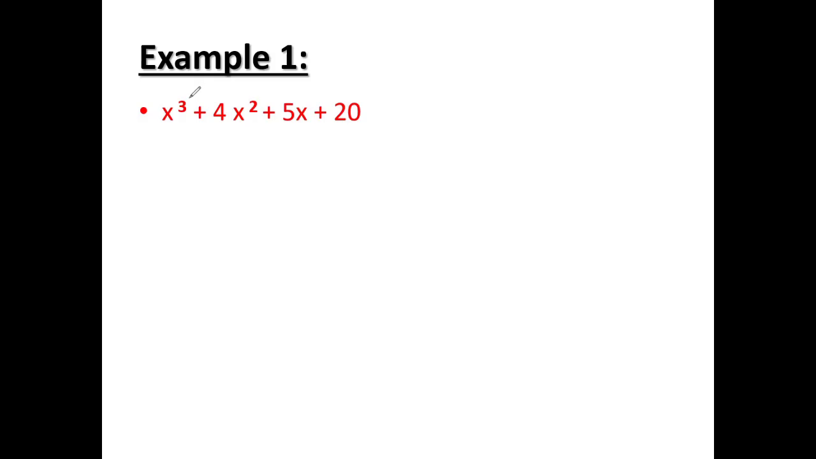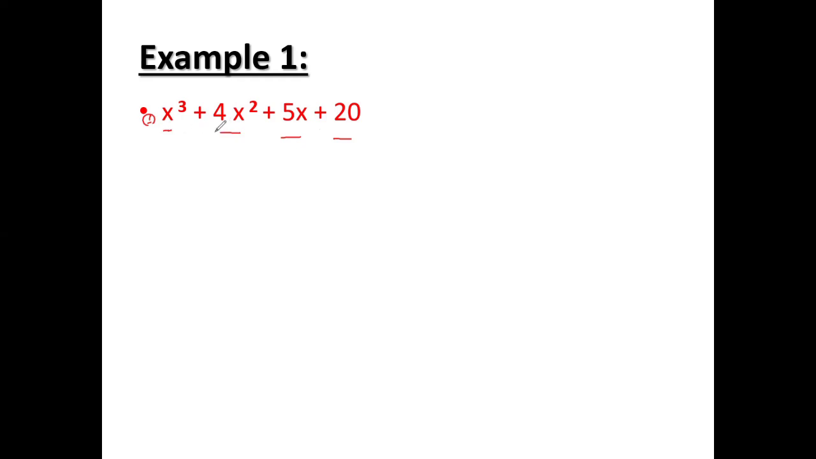In this video, we're going to talk about how to factor by grouping. For example, here we have a four-term expression: x^3 + 4x^2 + 5x + 20. The question is, can we factor by grouping? First of all, let's take the coefficients of the four terms.